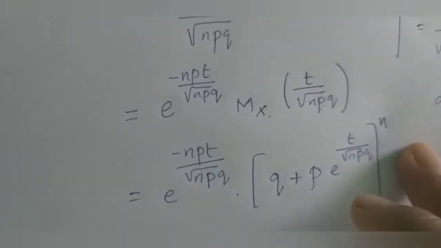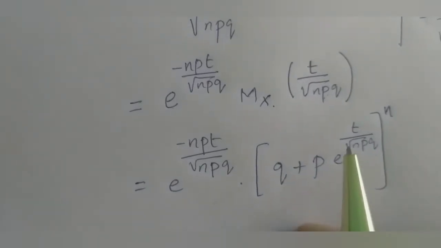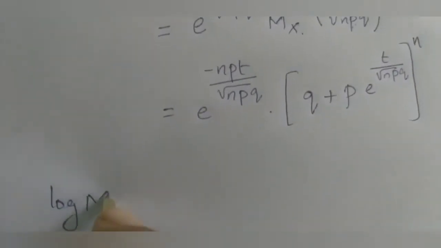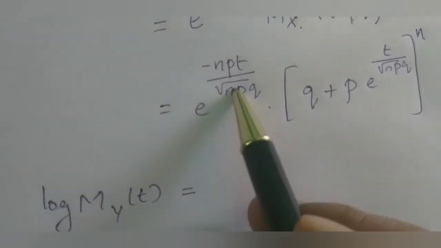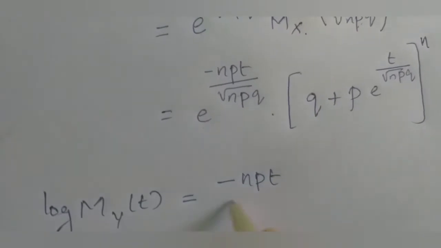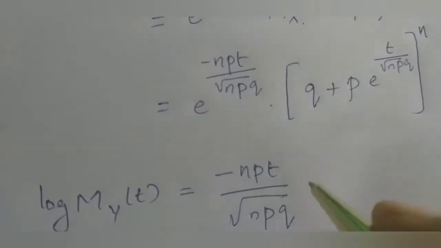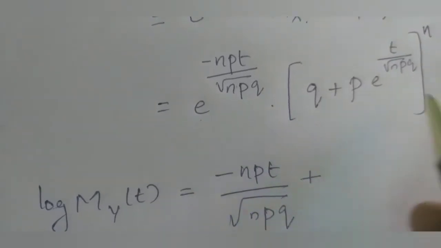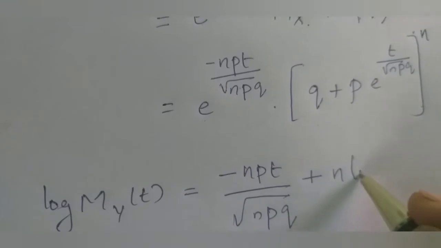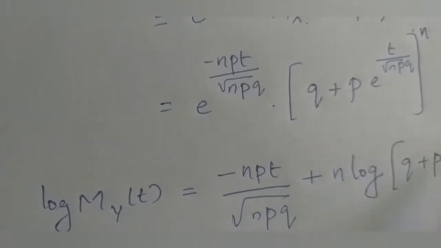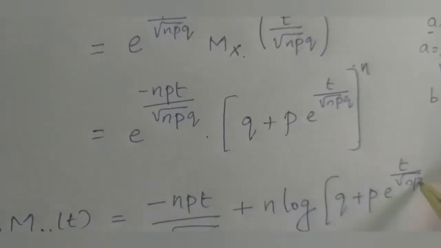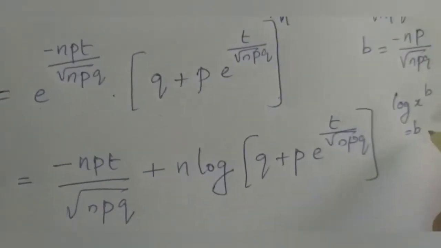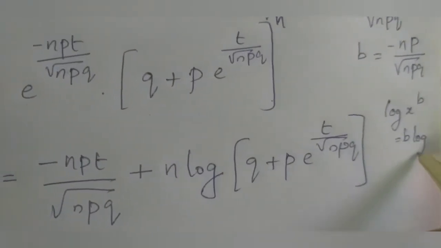The power is there, so the simplification is difficult, so we take logarithm on both sides. Then log M_Y(t) is equal to log of e raised to minus npt divided by root of npq. The logarithm of a product we can write as the sum of the logarithms. Then plus, the logarithm of a term raised to n we can write as n times the logarithm of q plus p e raised to t by root of npq. For example, log x raised to b we can write as b log x.